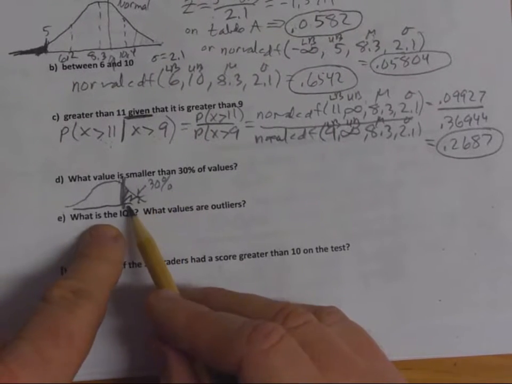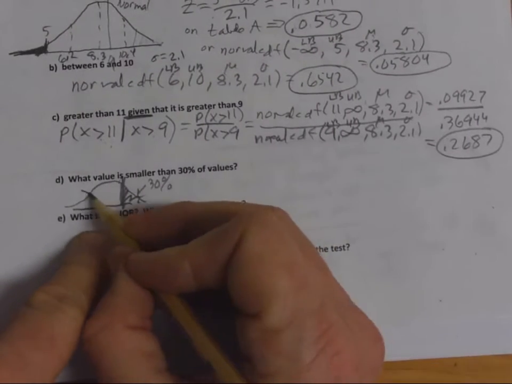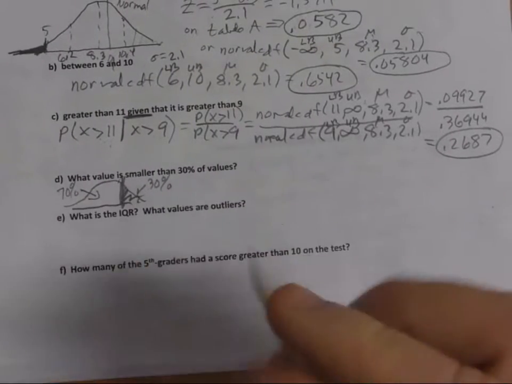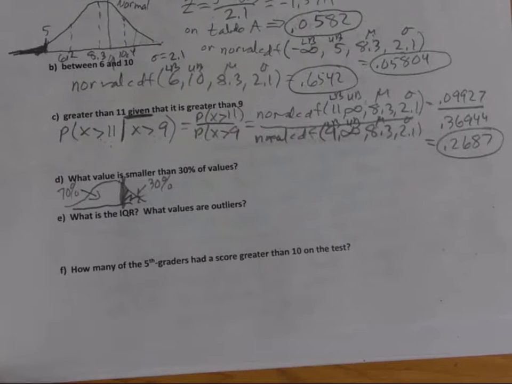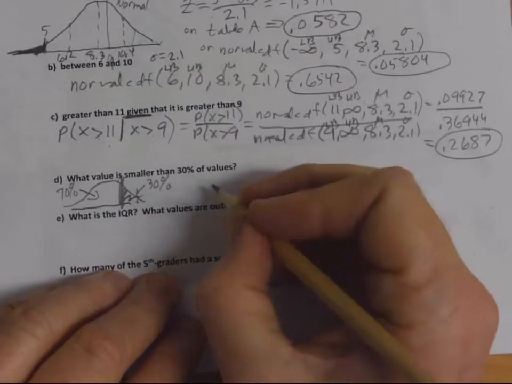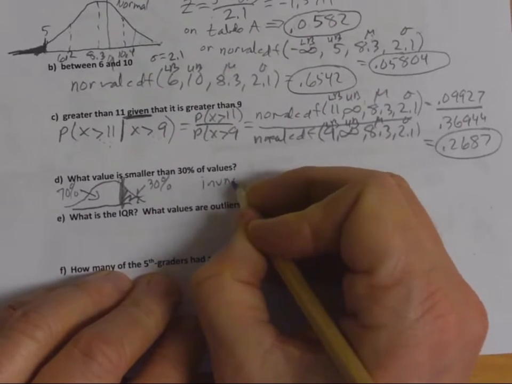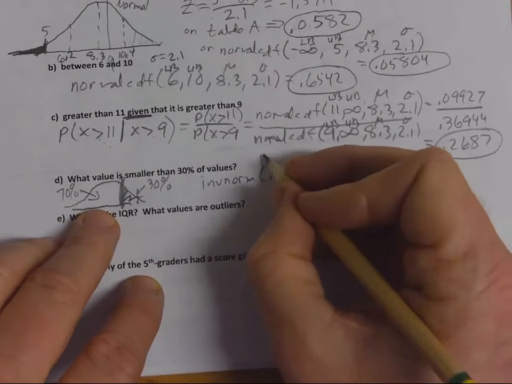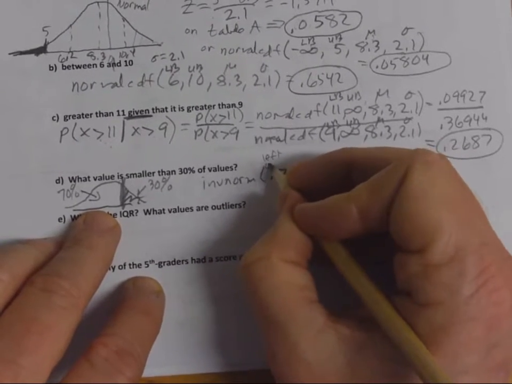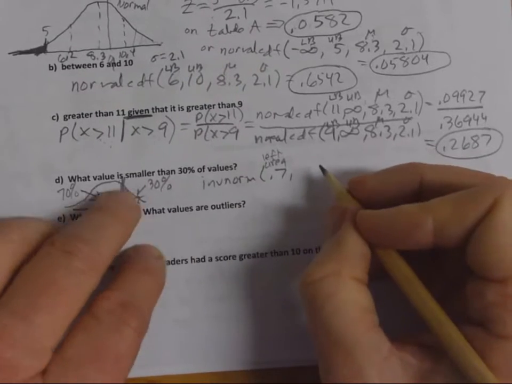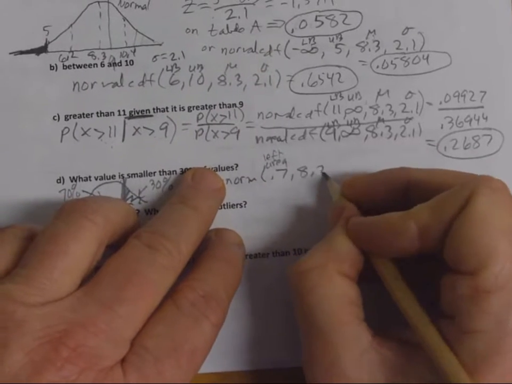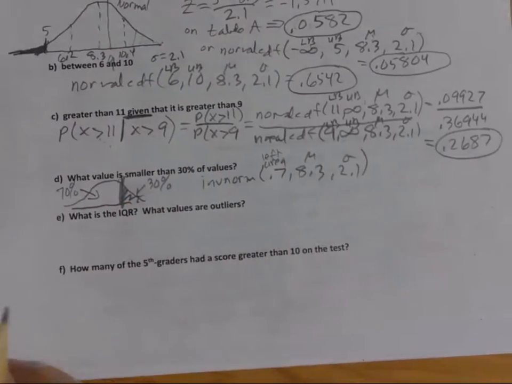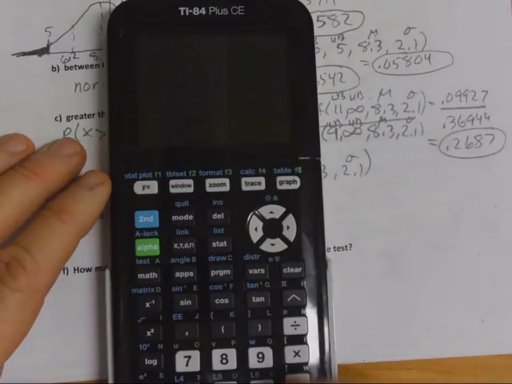And so that is, in essence, the 70th percentile. Because if 30% is bigger, that means 70% is smaller. So it's the 70th percentile. And that's what inverse norm does. In essence, it tells us percentiles. And so we will do inverse norm. And then I'll just use the left area, 0.7, label that as left area. And then your mean and standard deviation, 8.3, label that as mu, label that as sigma, and let's see what we get. So let me enter those values.